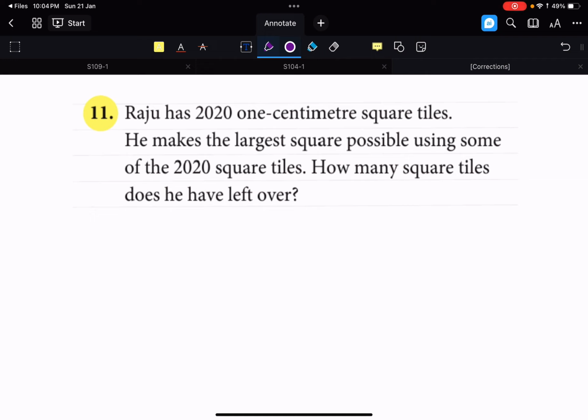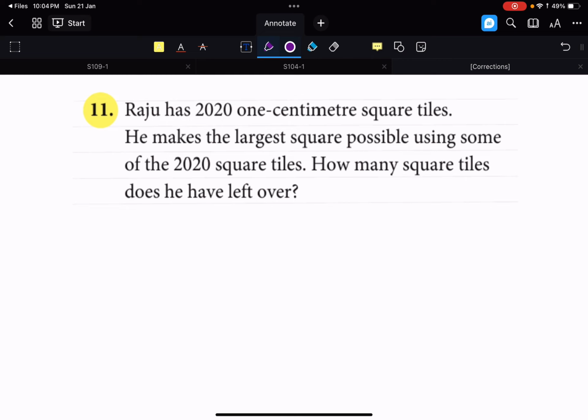Well, first of all, let's try to square root 2020. That will give us a good idea, right? We're going to get the floor of it. So if we square root 2020, we'll find out that it is actually 44.9444, etc. Now we can't use 45, obviously. We can't actually have more square tiles than he actually had. So we'll take the floor. What I mean by taking a floor is I will round down, right? So when I round it down, it's actually 44.